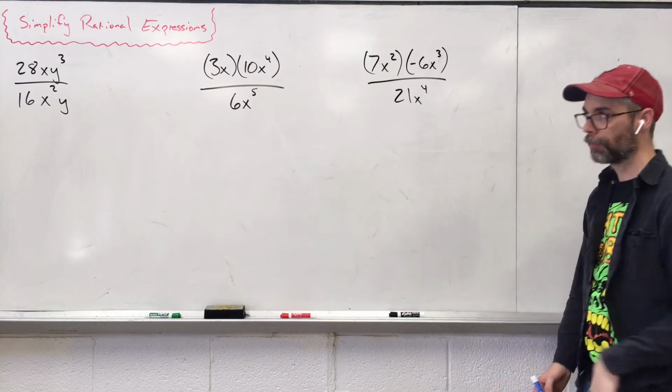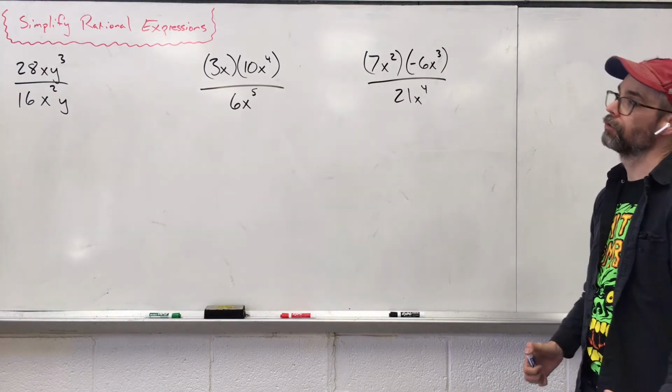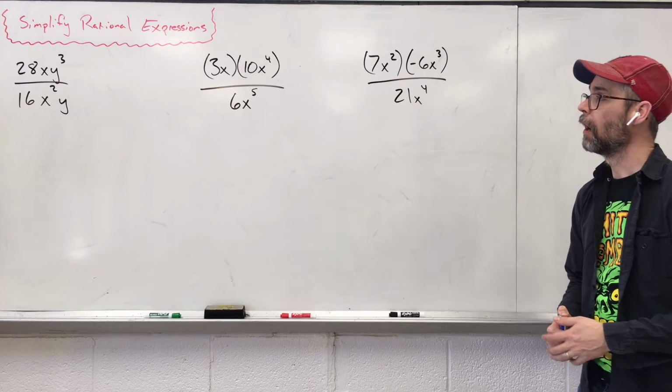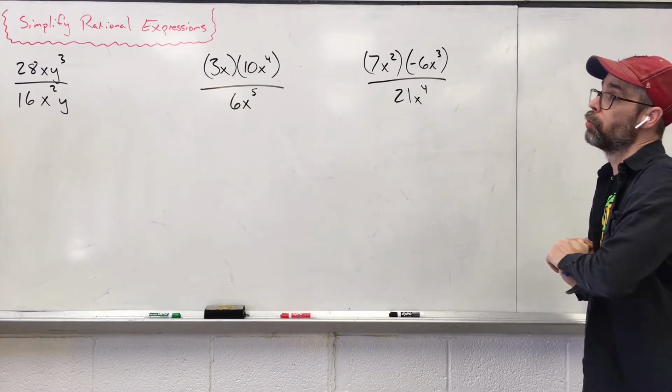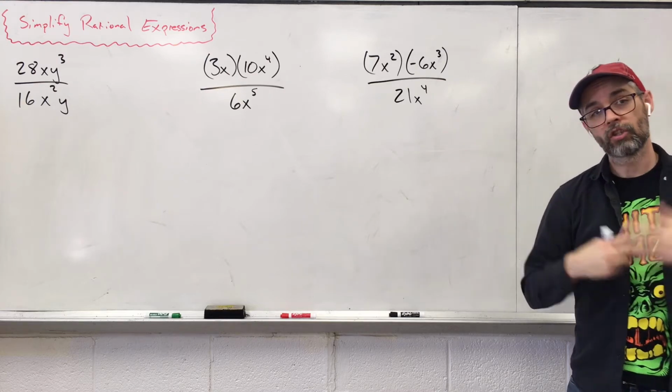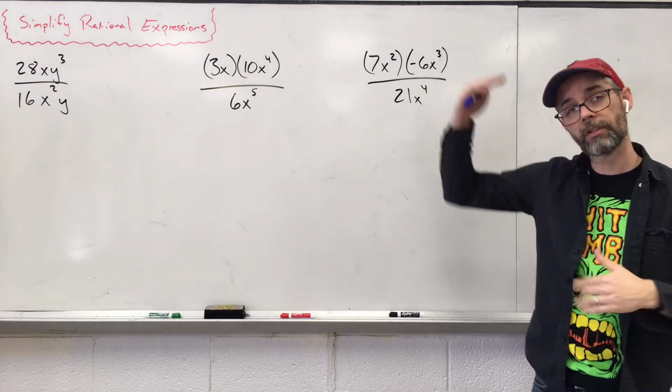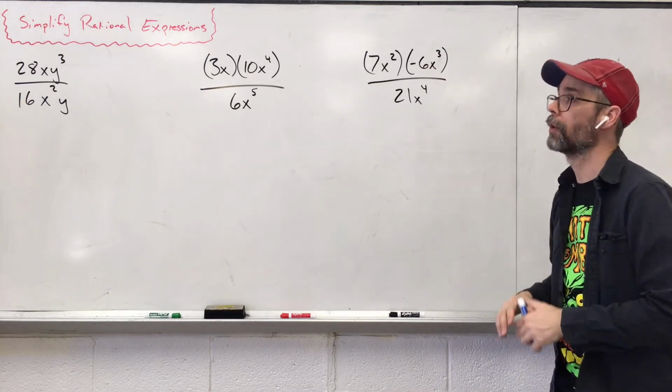Today we're going to look at simplifying rational expressions. Rational is a fancy way of just saying fraction. Expression is just a problem without an equal sign. So we just need to make these fractions smaller. We need to figure out what's up top, what's on bottom, what can cancel out with each other.